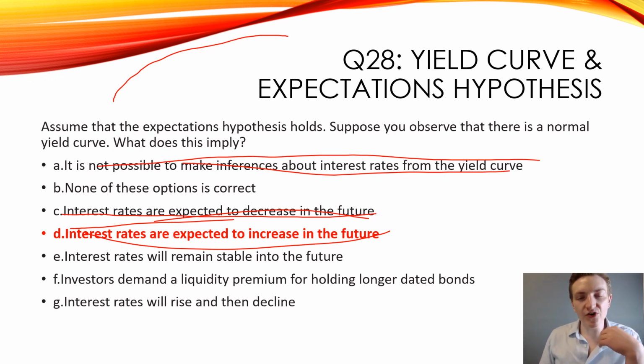Next one is interest rates are expected to remain stable. That's wrong because the yield curve is increasing. I just explained that we can infer that interest rates are likely to increase.